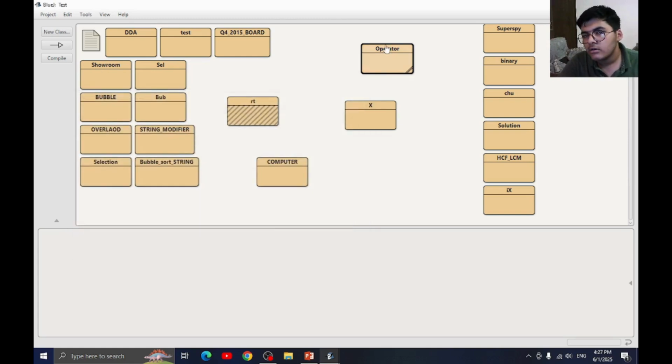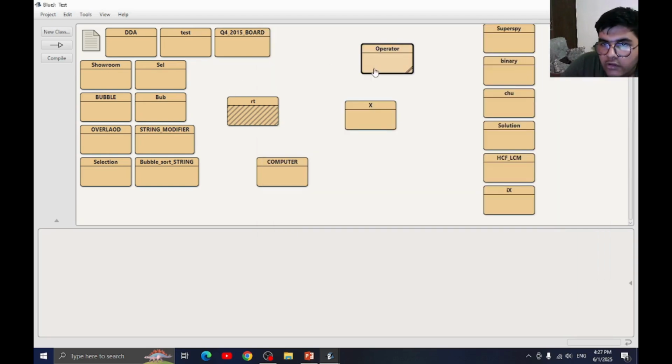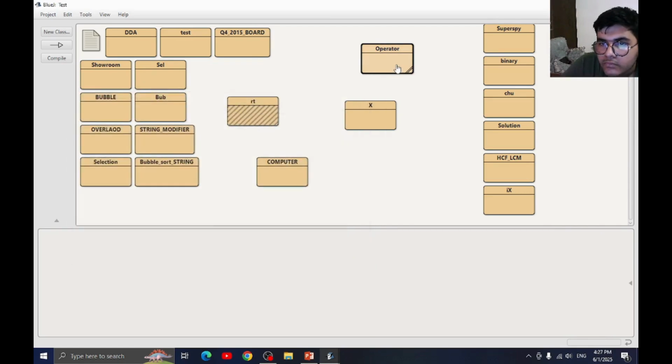And why does that happen? Because here 31 is in int data type, so it's not going to give us precision in the decimal places, and we are going to get only 15 as our output. We are not going to get 15.5. But if we want 15.5, then we have to write 31.0 here, and you see when we do this, we get 15.5. This is something which needs to be kept in mind.